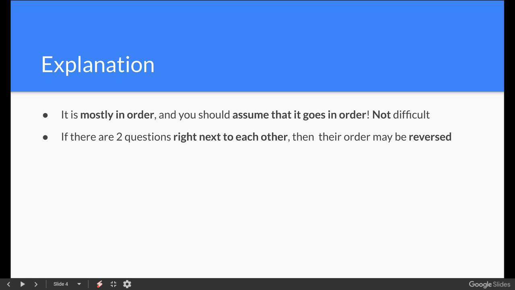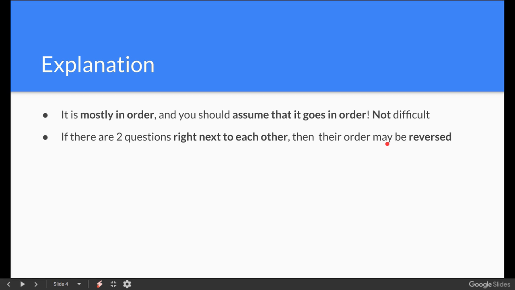Now, one thing to note about this question type is if you get a question set in which two questions appear right next to each other, then their order may be reversed. So we saw the same thing happen with table questions. I talked about how in a table question, if there are two questions right next to each other, then the order may be reversed. So the same thing is true for the diagram question as well.